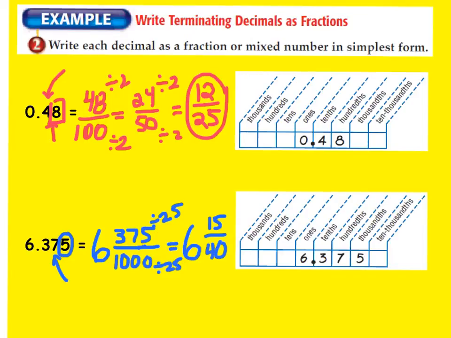Ooh, it looks like we're close. I think we can divide by 5 again now. So we get 6 and 3/8. And that's going to be our mixed number. Okay, you're up next to try it.